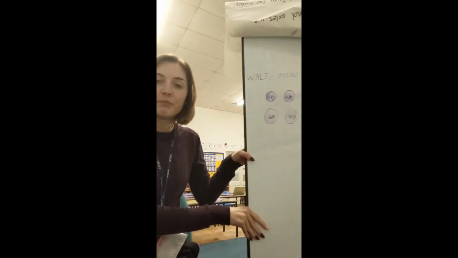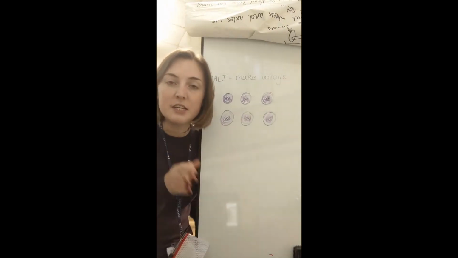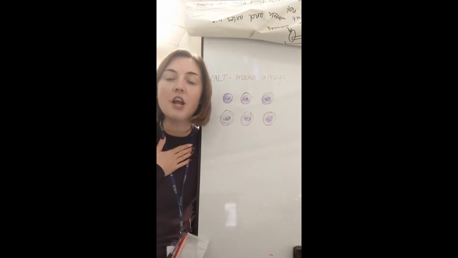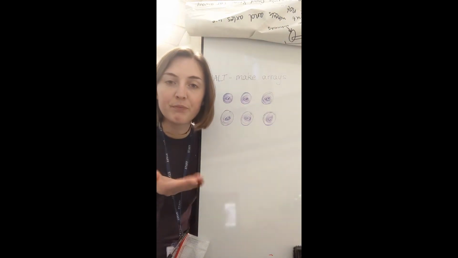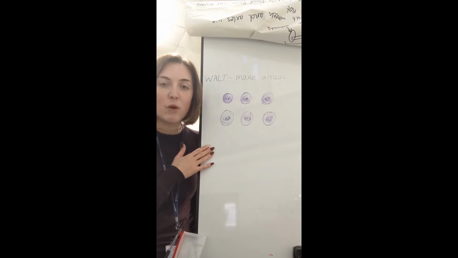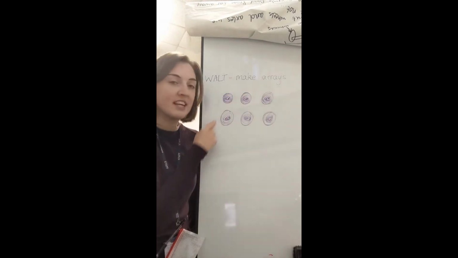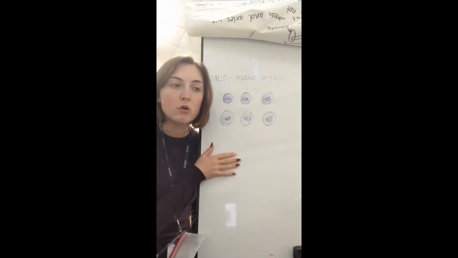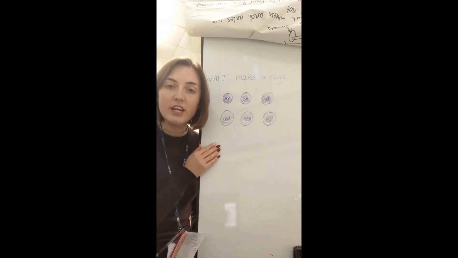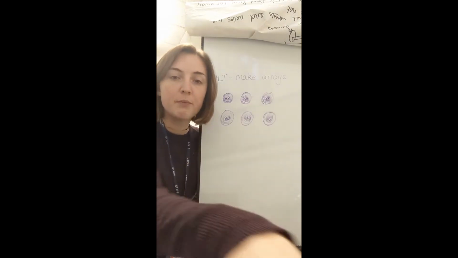Today, we are learning to make arrays. My turn, arrays. An array is when we have a group of things such as dots or swirls or absolutely anything, and we arrange it into rows and columns.